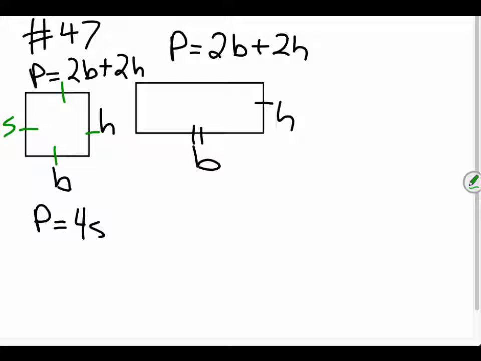On my square, if I think of this in terms of s, all 4 sides are congruent. So then part C says, use the formula of the perimeter of a square to write a formula for the area of the square in terms of the perimeter. So let's think about that.